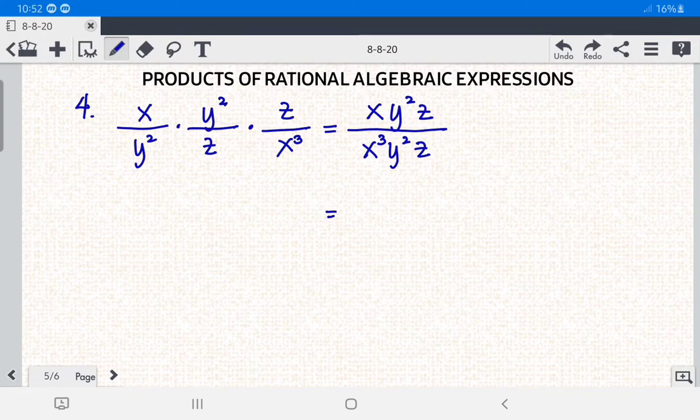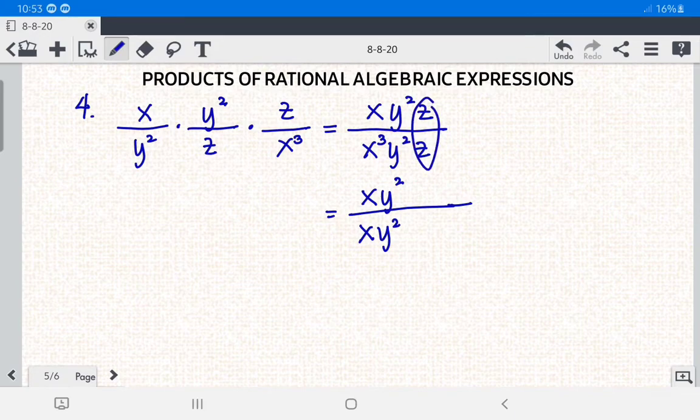Then next, let us now get the common factor of the numerator and then the denominator. So for the x variable, we're going to get the variable with the least exponent or with the lowest exponent. So we have x, okay? Then for y squared, this is the same. So we have y squared, and also for z, okay? Then how about the other factor? So this is equal to 1.